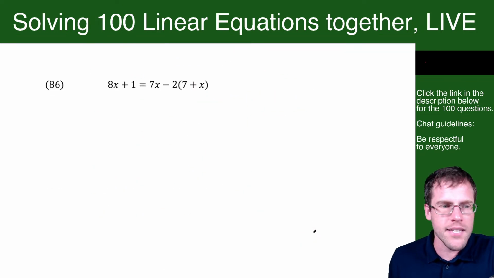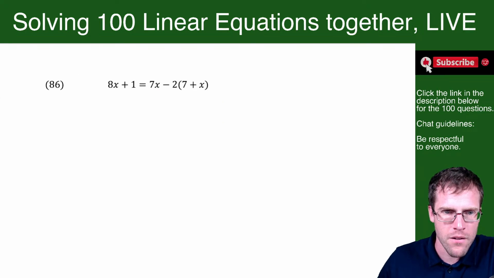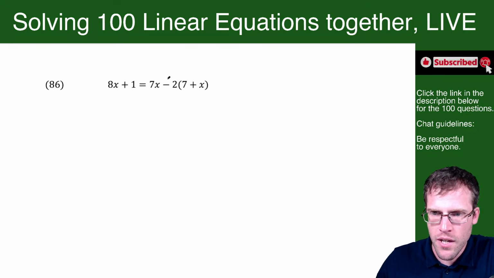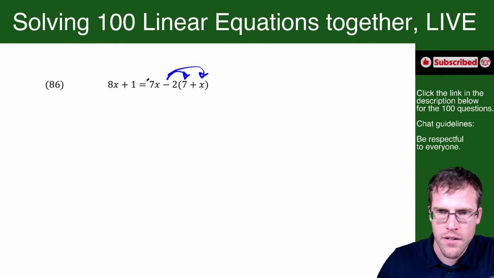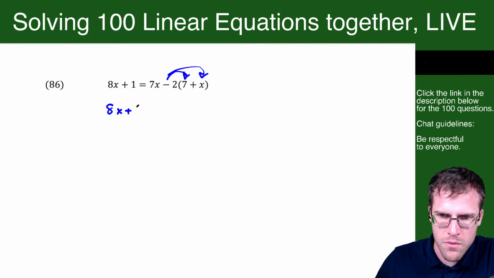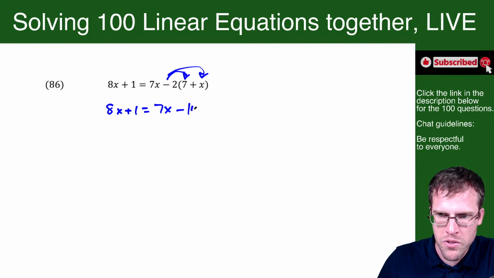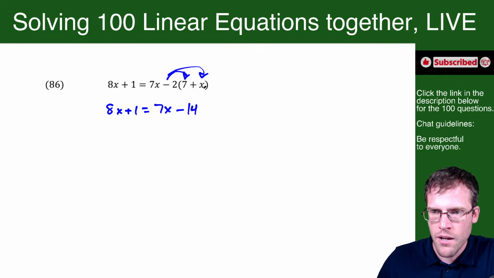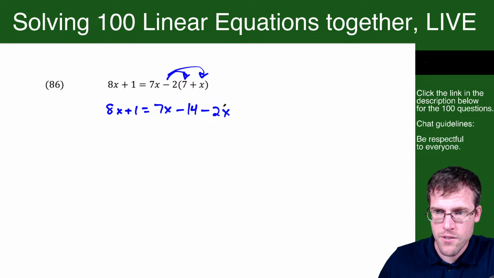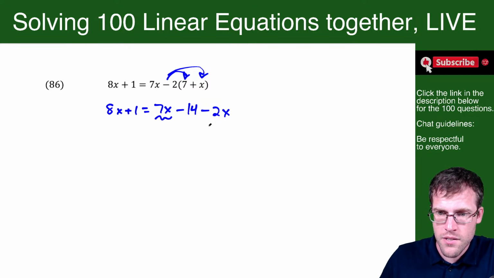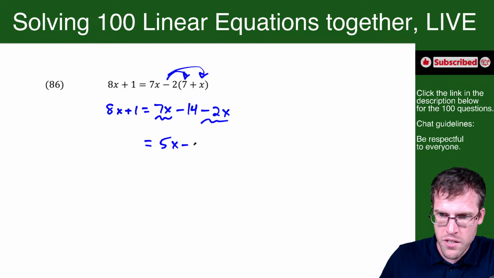All right, 86. So the left side is okay. Distribute the minus 2 on this side. So we've got 8x plus 1 equals 7x, and we get minus 14 when we do negative 2 times 7. Negative 2 times x is minus 2x. Combine the 7x and the minus 2x to make 5x. The minus 14 just tags along. And now you've got 8x plus 1. So minus 5x on both sides.